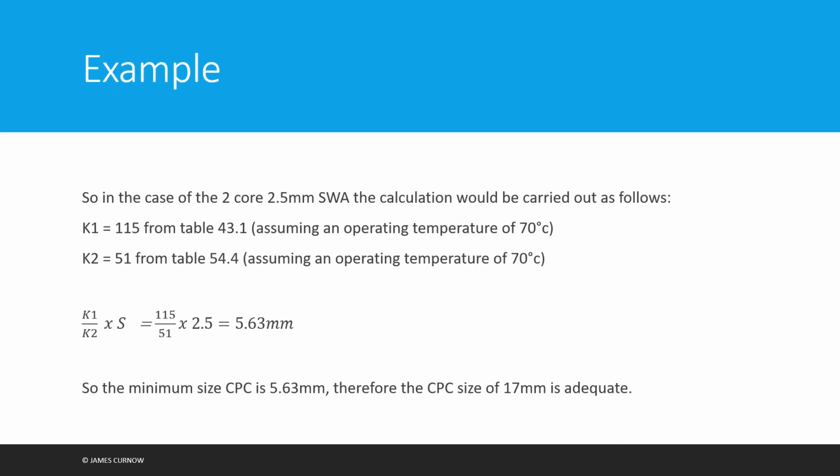And so I've given an example here. So in the case of the 2-core 2.5mm² SWA I mentioned earlier, the calculation will be carried out this way. The K1 from table 43.1 is 115, and the K2 from table 54.4 is 51. So I've just shown the worked example below. K1 divided by K2 multiplied by S becomes 115 divided by 51 multiplied by 2.5, which gives us 5.63mm². So the minimum size of CPC is therefore 5.63mm². Therefore, the CPC of 17mm² is more than adequate for that.